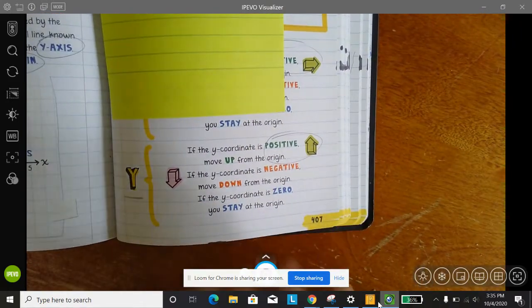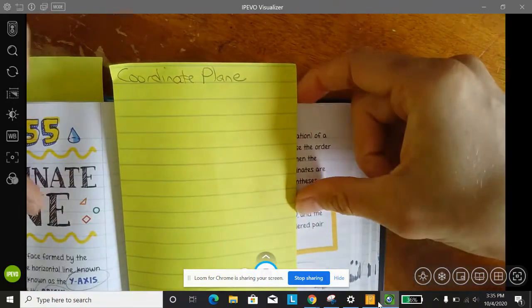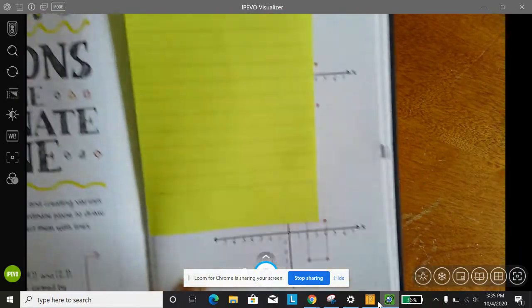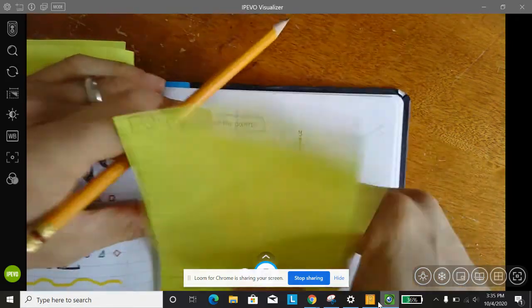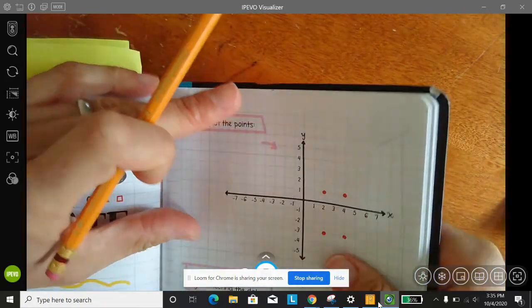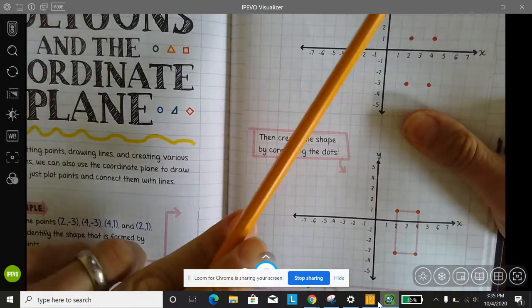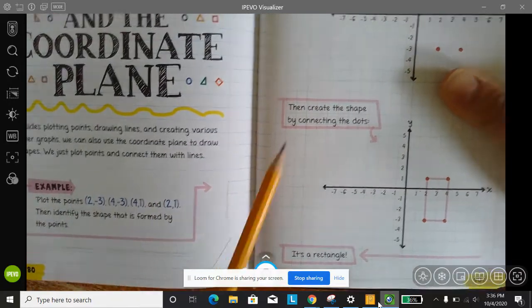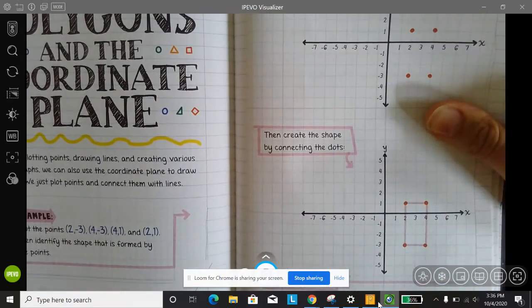Then go to page 407, write coordinate plane, and put that paper in there. And that brings us to today, which is page 481, polygons and transformations. What I'd like you to do is to please put a piece of paper in there, but we'll leave it off to the side now because we're going to use it. So we did a little bit of this on Friday where we looked at points and we plotted them and we were able to create a shape. So I want you to read this page, look carefully, and then answer the question on the Ed puzzle.